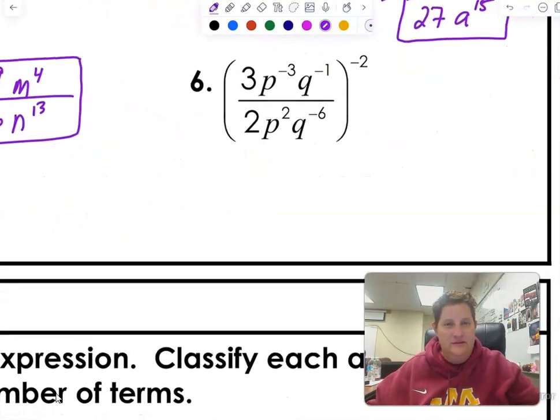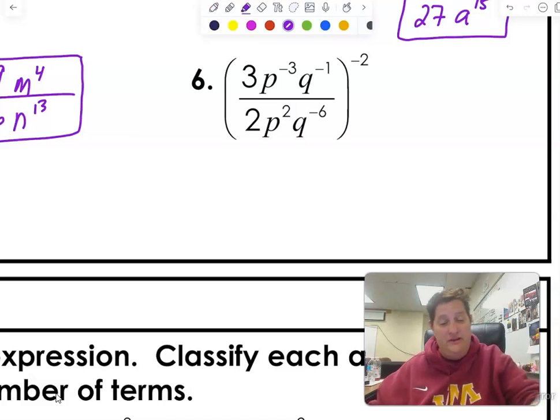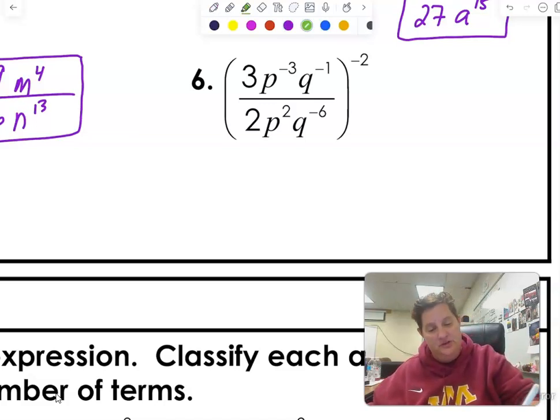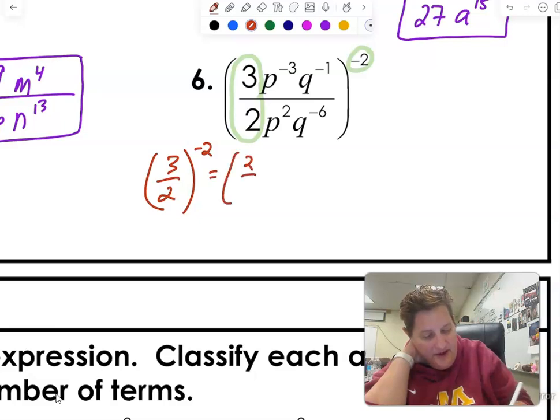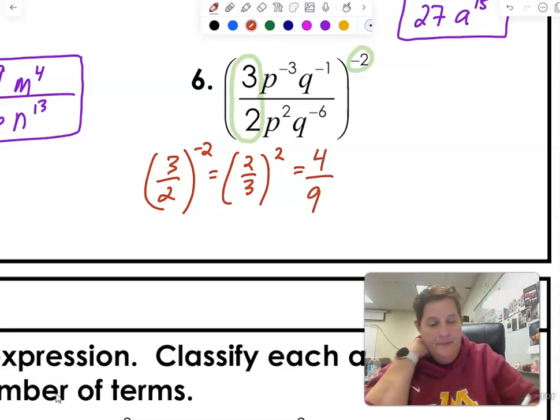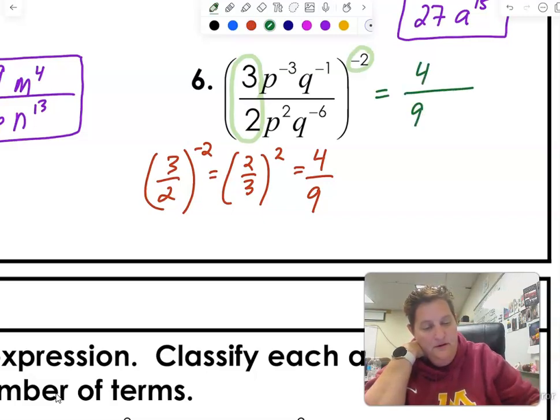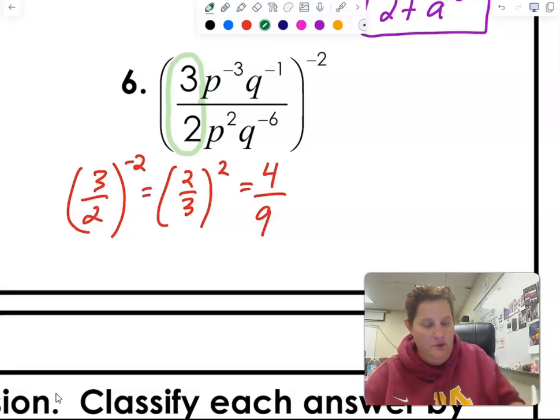And then, okay, this last one. This is pretty tricky, but again, I'm just going to do the numbers separate from the letters. I really think that's going to be the best way to go. So for my numbers, 3 over 2 to the negative 2 is the same as 2 over 3 to the positive 2, which is 4 over 9.